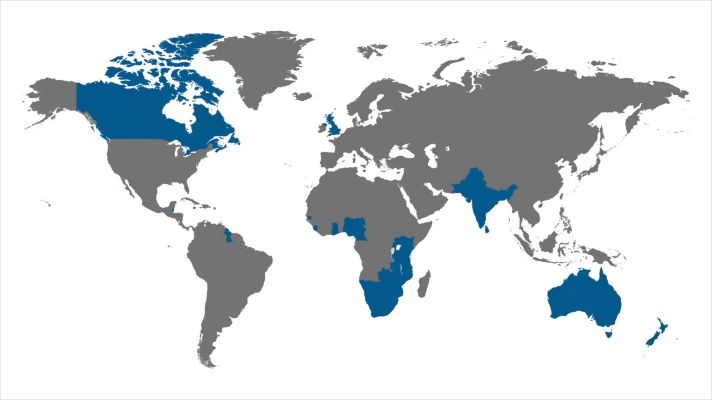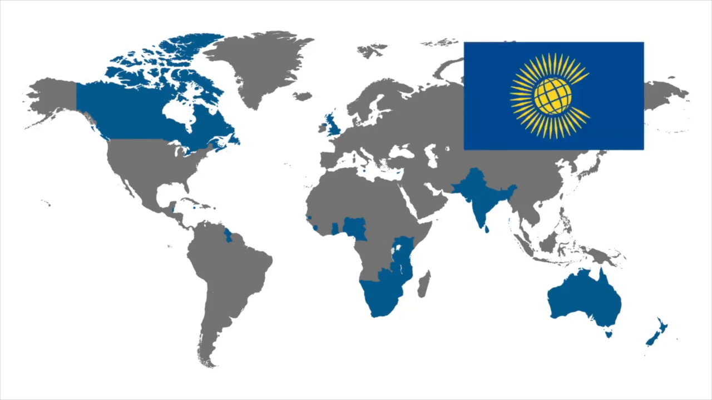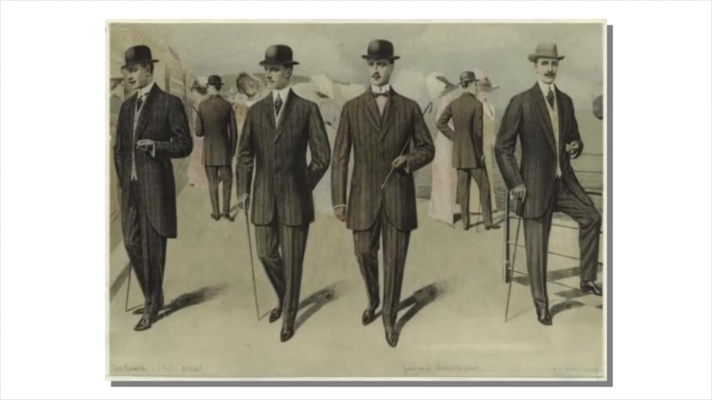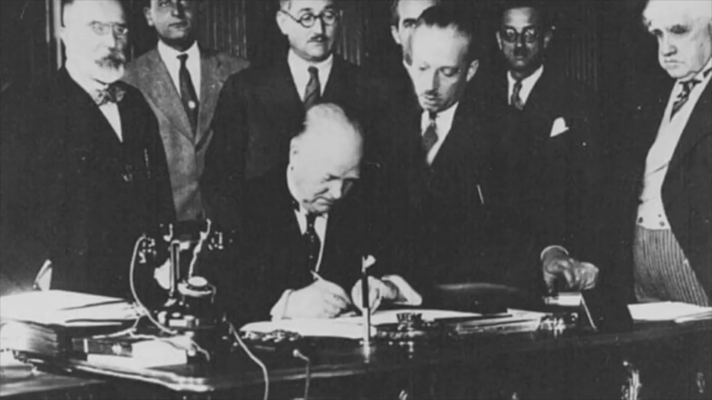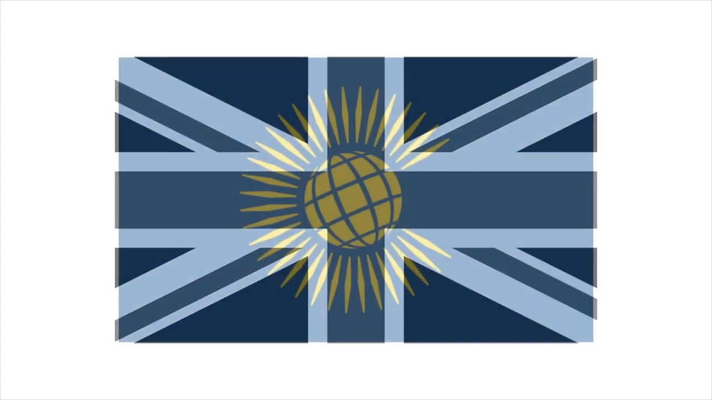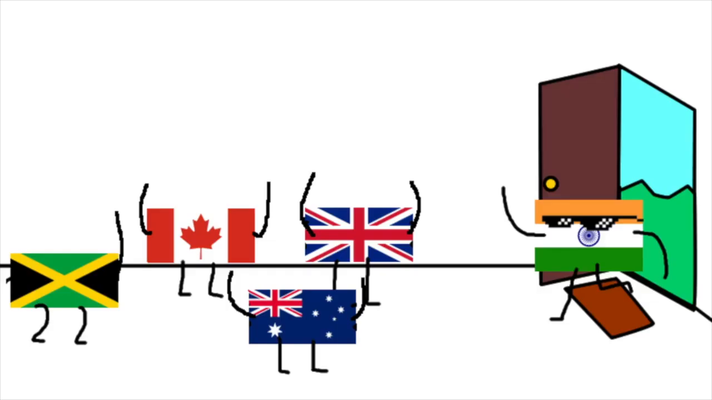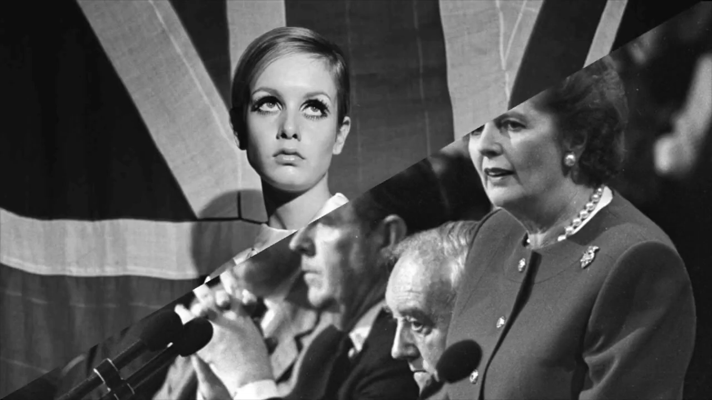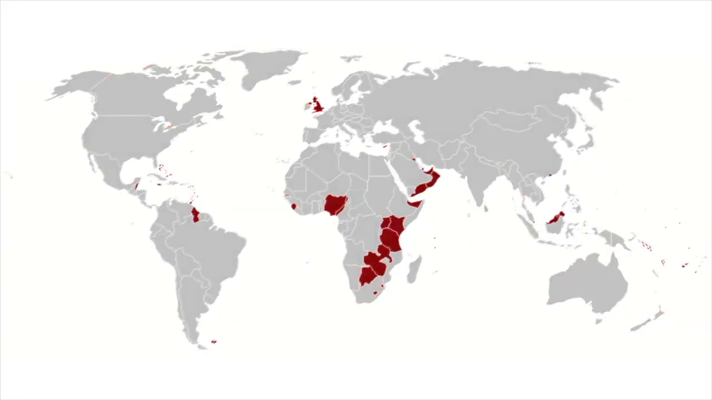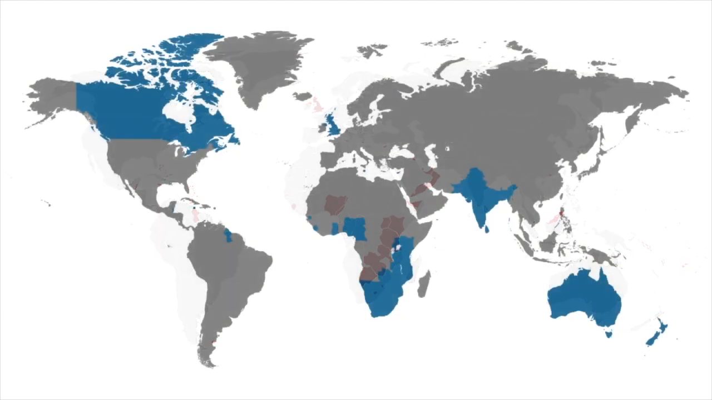The Commonwealth of Nations, generally known as the Commonwealth, is a political association of 54 member states, nearly all of which used to be territories of the British Empire. The chief institutions of the organisation are the Commonwealth Secretariat, which focuses on the intergovernmental aspects of the Commonwealth, and the Commonwealth Foundation, which focuses on non-governmental relations between member states.